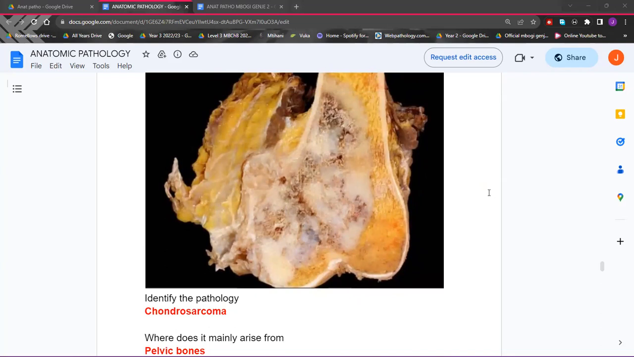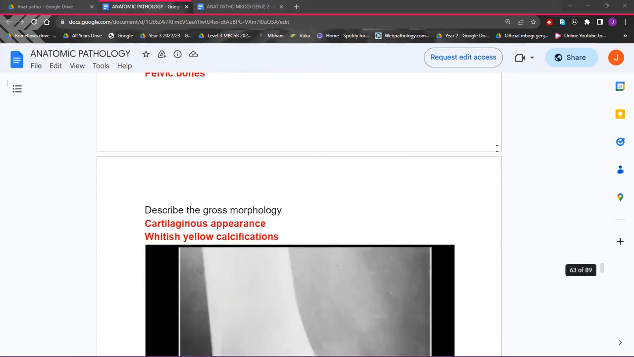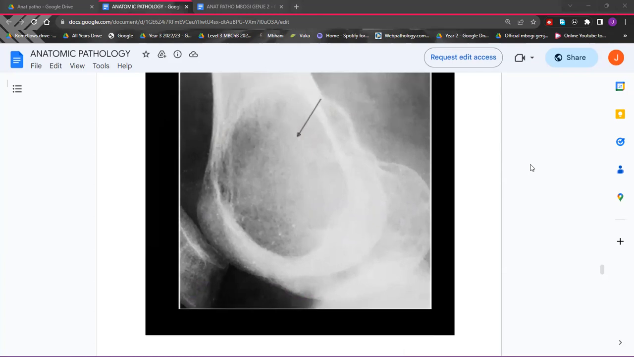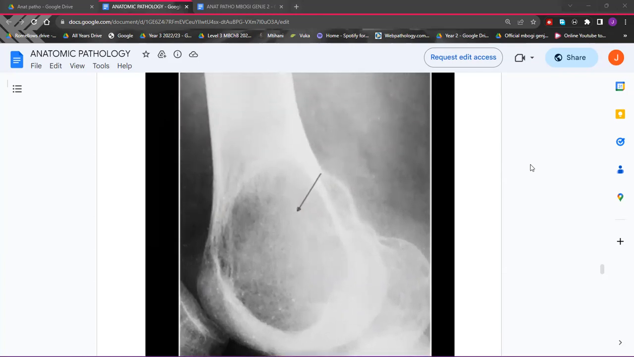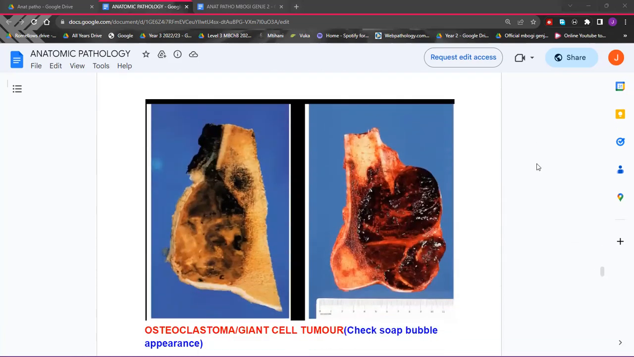Next question. We already described the gross morphology. Let's move to the next pathology. I want us to go over this quickly so that we finish and do something else. The next picture, I think, gives this better. Let's move to the next. Okay, let's describe the gross morphology here.